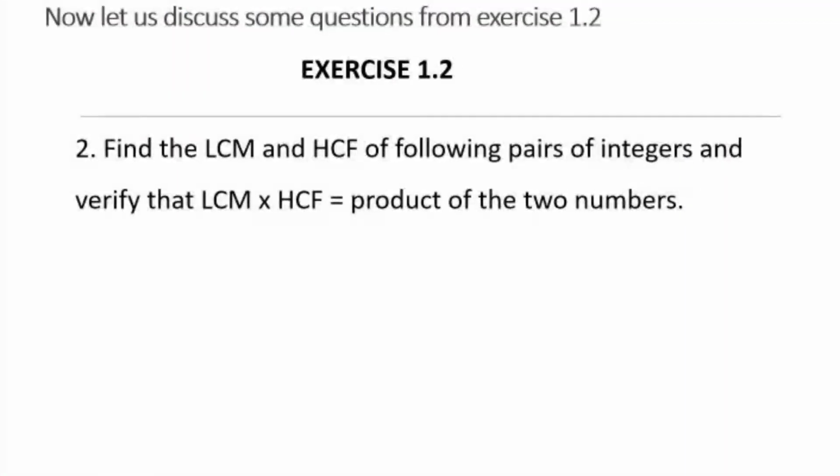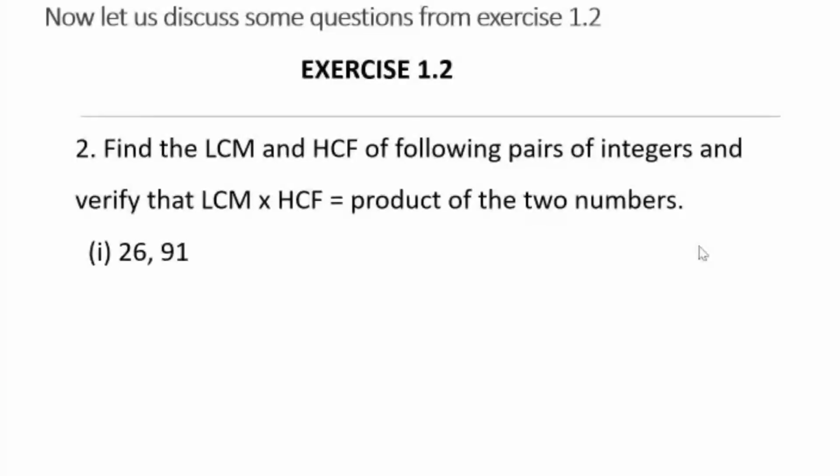Now let's take up some questions from exercise 1.2. I have: find the LCM and HCF of the following pairs of integers and verify that LCM into HCF is equal to product of the two numbers. So we'll find out the LCM, then we'll find out the HCF, and then we'll verify that LCM into HCF is equal to product of the two numbers. So let us take up one of the parts. I'm taking the first part. 26 and 91 are the two numbers.